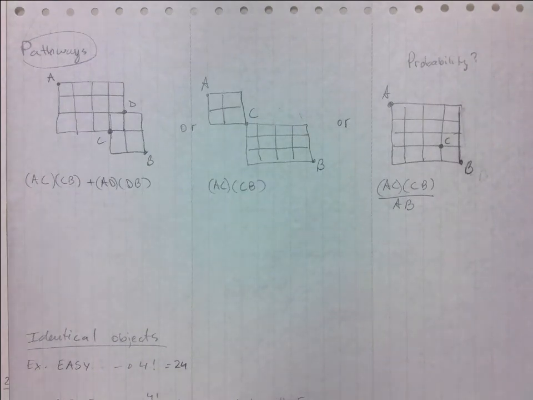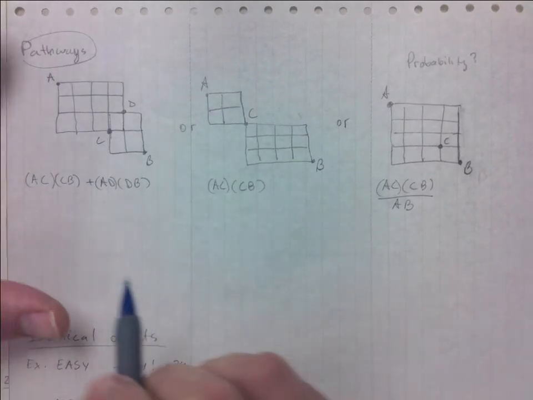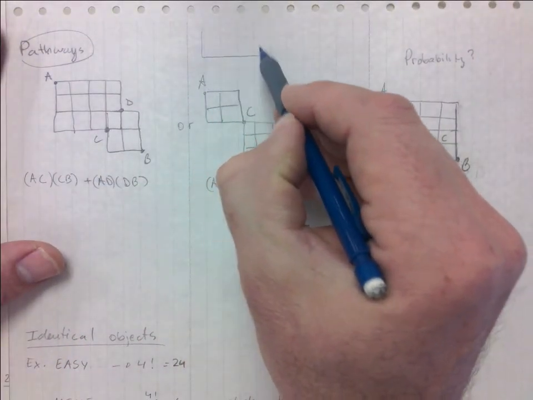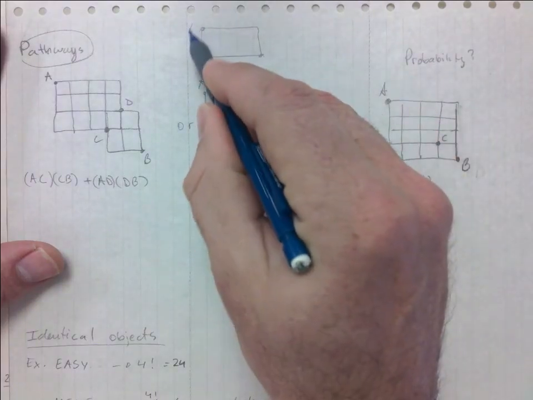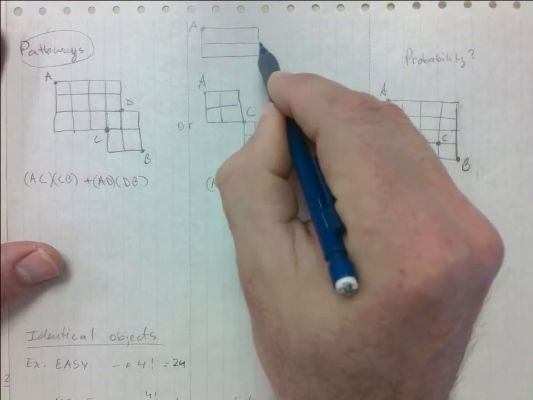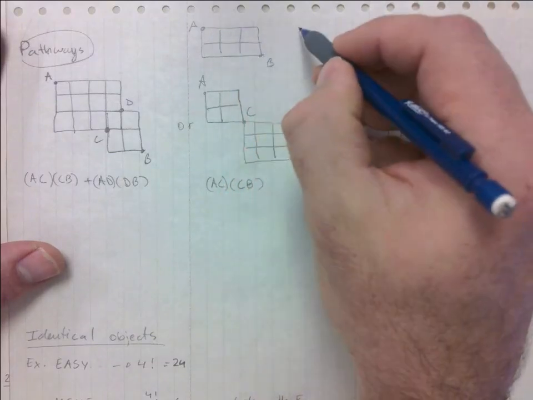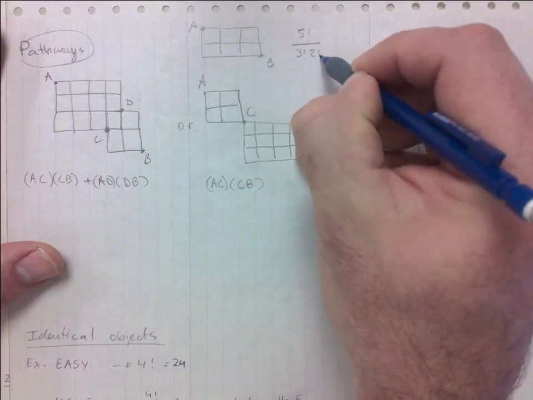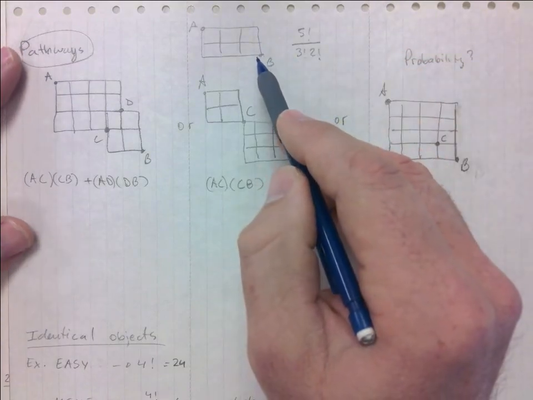Here's my pathway slash identical scenario. If it's pathways, there's a very easy case, which is just you can go either from A to B or B to A. It doesn't matter. This would just be 5 factorial over 3 factorial, 2 factorial. So that's just as simple as that. Those ones are fairly straightforward. You should be able to do that.